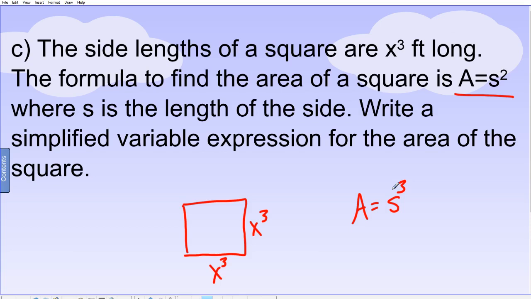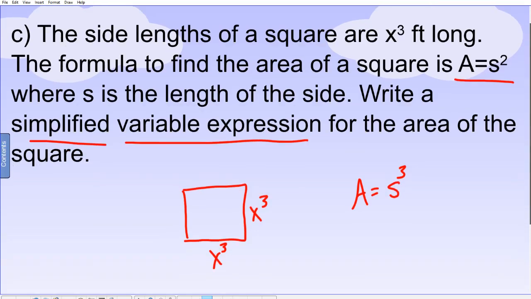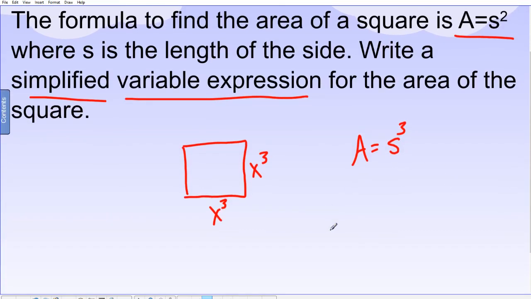So here's what they mean. We need a variable expression that has been simplified. That's what a simplified variable expression is. So my answer is still going to have variables. So let's just figure out what we can do.